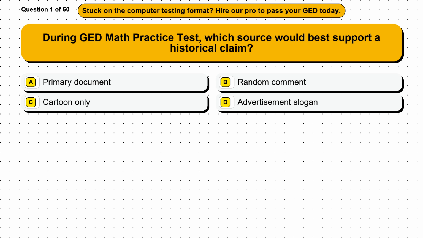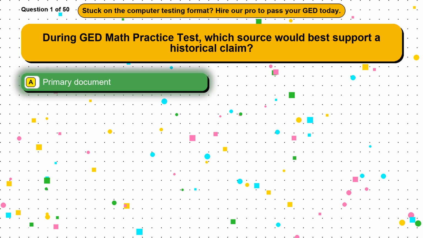Question 1. During GED Math Practice Test, which source would best support a historical claim? Option A, primary document. Option B, random comment. Option C, cartoon only. Option D, advertisement slogan. The correct answer is option A.